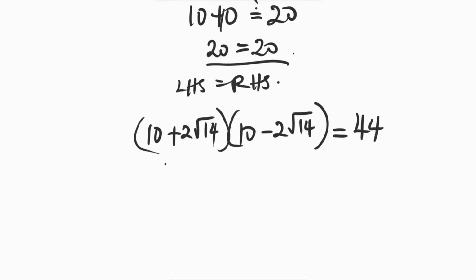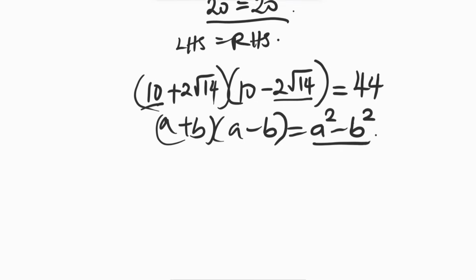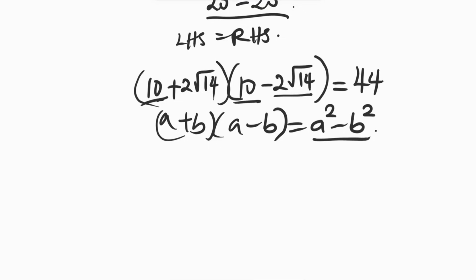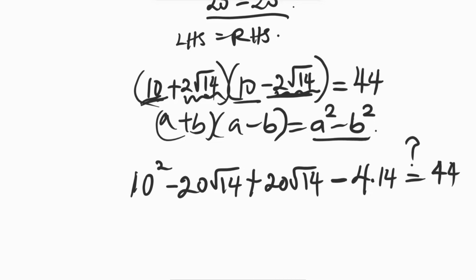So now let's multiply. This is in the form of a plus b, a minus b, which is difference of two squares. So we can just do 10 squared minus 2 root 14 squared, or we can just multiply out one by one. So let's do the individual multiplication. 10 times 10 will give us 10 squared. 10 times minus 2 root 14 will give us minus 20 root 14. Now we have 2 root 14 times 10 will give us positive 20 root 14. And plus times minus will give us minus 2 root 14 times 2 root 14, which gives us 2 times 2 is 4 times 14. And we're trying to find out if this is going to be equal to 44.